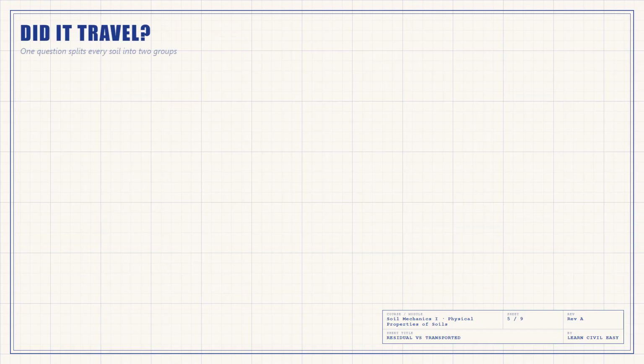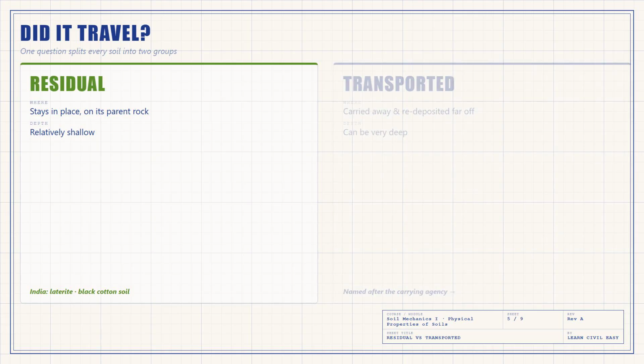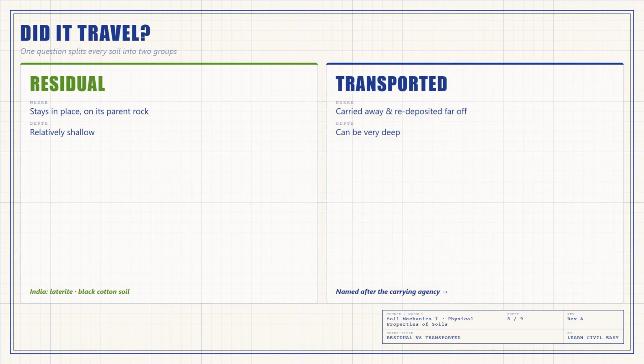Once the soil is formed, the next question is, did it stay where it was born or did it travel? Residual soils stay in place right on top of their parent rock. Because they have not moved, they are usually relatively shallow. In India, our laterite and our black cotton soil are classic residual soils. Transported soils, on the other hand, are picked up, carried away, and redeposited far from their origin. These deposits can be very deep.